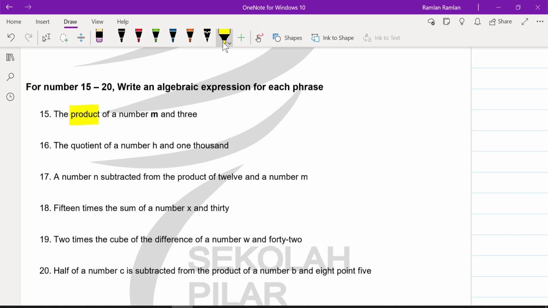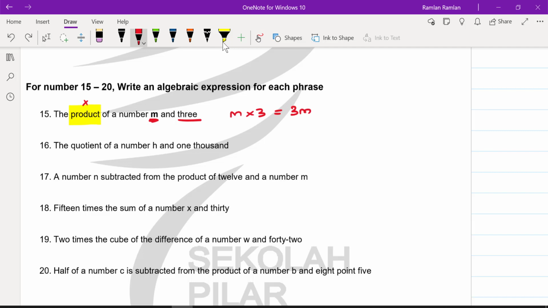So the product means that it is a multiplication, right? So you just multiply two things, right? Here, number m and 3, so it's just m times 3. But remember that in algebra, if we have multiplication, we don't write down the multiplication sign anymore. If it's a variable and a number, just combine them together. But the one that you write first is the number and then the letter, right? Like this, we'll call the coefficient.